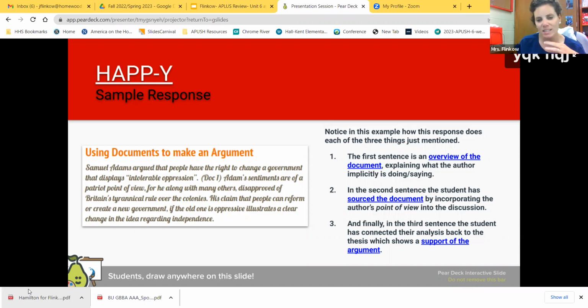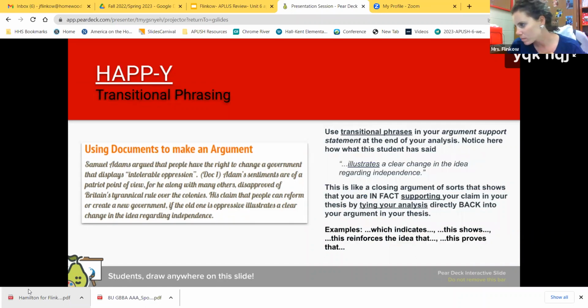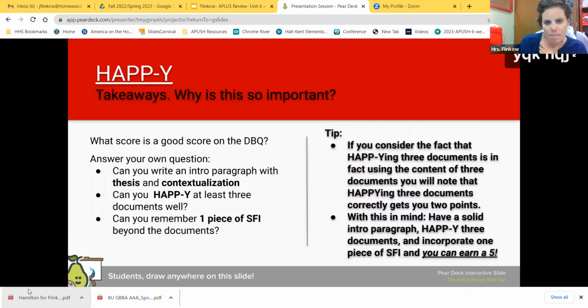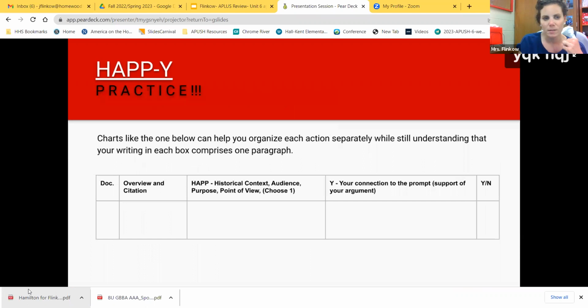And then the last sentence is the support. His claim that people can reform or create a new government if the old one is oppressive illustrates a clear change in the idea regarding independence. All right, so you got to have all 3. Okay, one last tip. If you consider the fact that having 3 documents is in using the content of 3, you're going to get 2 points. Okay, so just remember that's a good way to get your points.